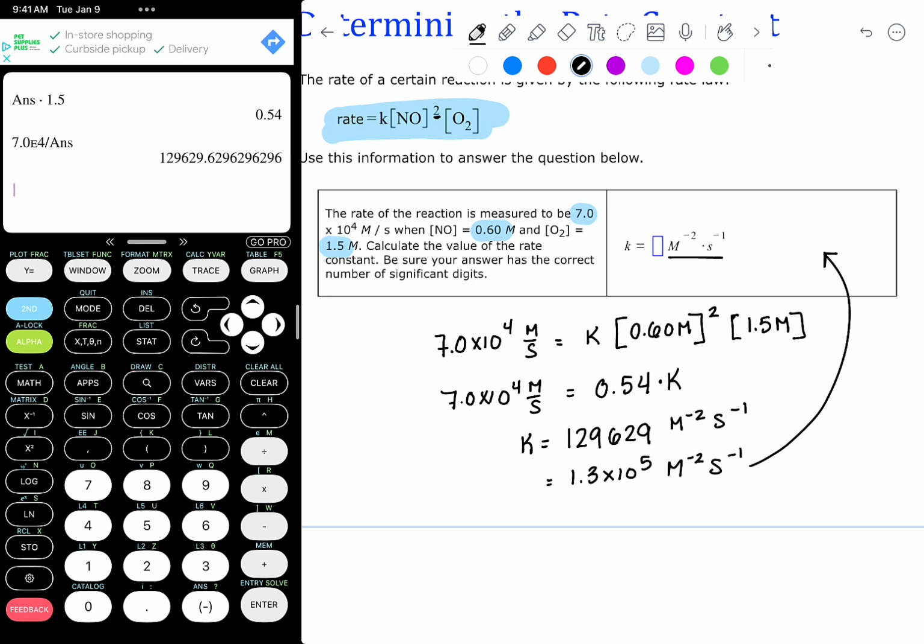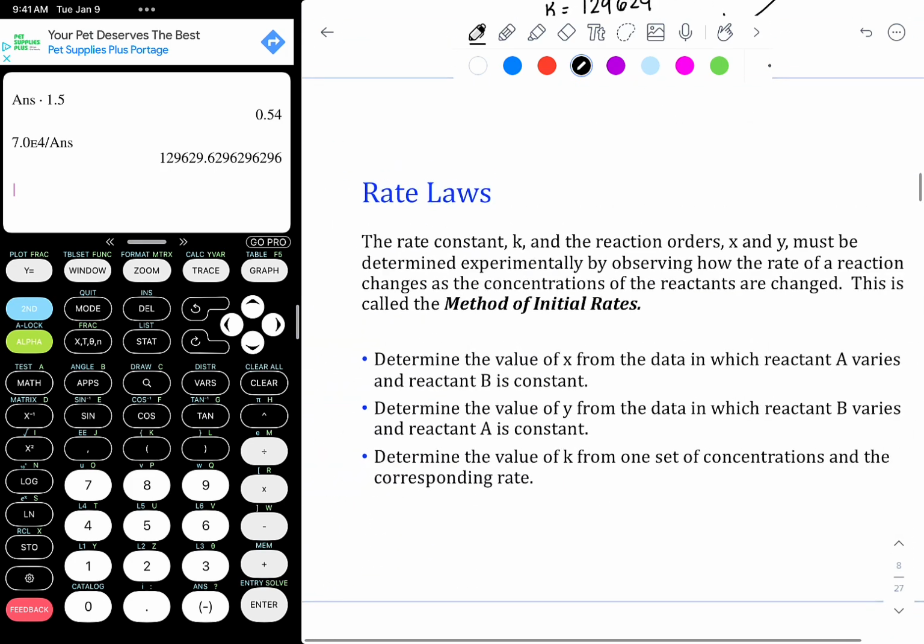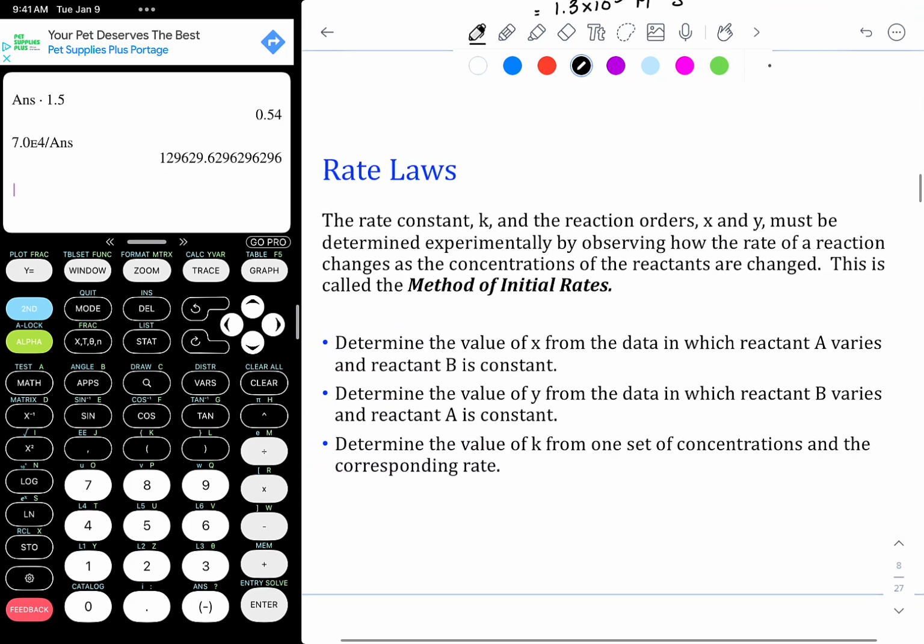Yes, they can be just given to us for specific reactions, but for other reactions, depending on the amount of concentration, the temperature, those reaction orders are going to change. So the only way that we can find our rate constant K along with the reaction orders X and Y is we can only find them experimentally. Okay? And what we'll do is we will observe how the rate of a reaction will change as the concentrations of the reactants are changed. Because we know that the rate depends on the concentration over time. Okay, so if we change the concentration, the time at which the reaction occurs will then change.